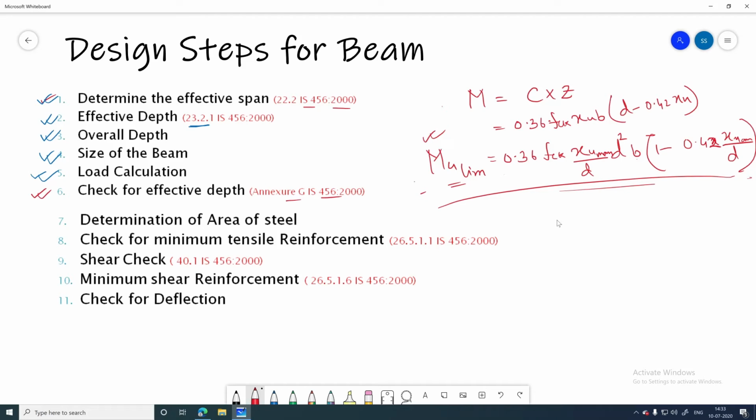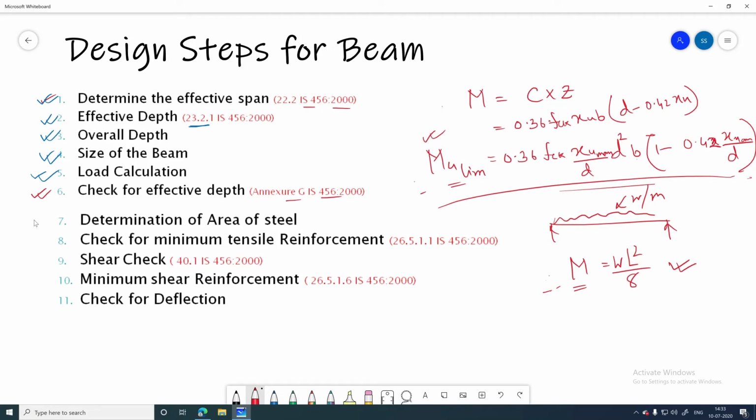Okay, the maximum moment you already know: for a simply supported beam, if a uniform load W per meter is coming, the maximum moment will be W L square by 8, right? So we just have to check the Mu limit and this M value. If this M value is less than this Mu limit, then our structure is safe. But if it is greater, then you have to change the dimension of the beam and do the same steps we have done till now. Okay, so in this way we can check the effective depth.